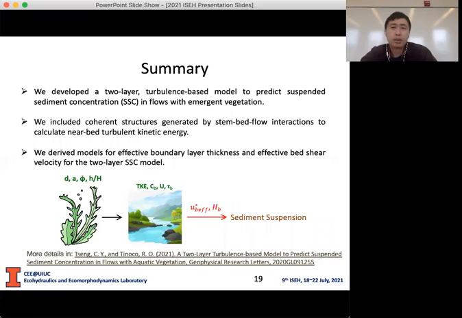So to summarize the work here, we developed a two-layer turbulence-based model to predict suspended sediment concentration in flows with emergent vegetation. We included coherent structures generated by stem-bed flow interactions to calculate near-bed turbulent kinetic energy, and we derived models for the effective bottom boundary layer thickness and effective bed shear velocity for the two-layer SSC model. More details can be found in our recent publication in GRL.